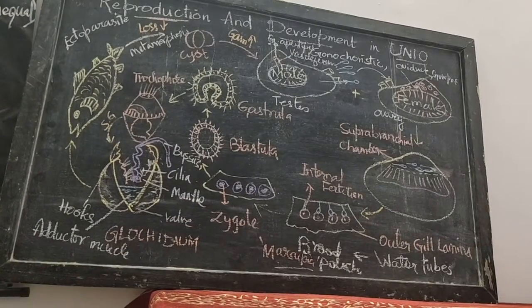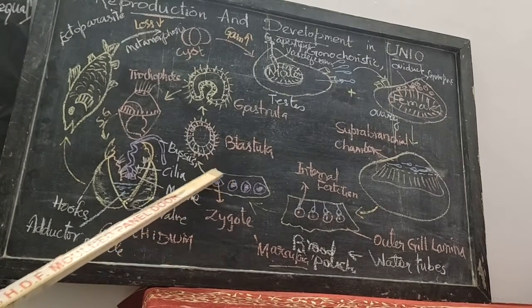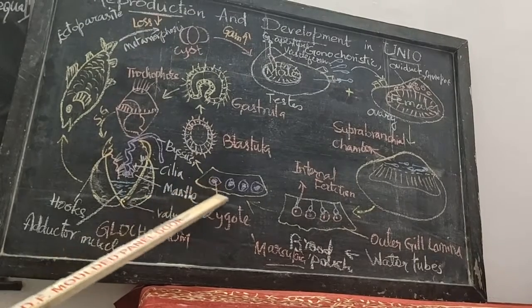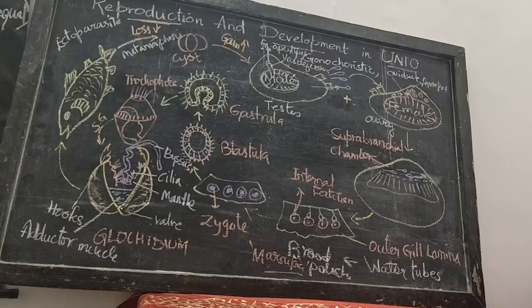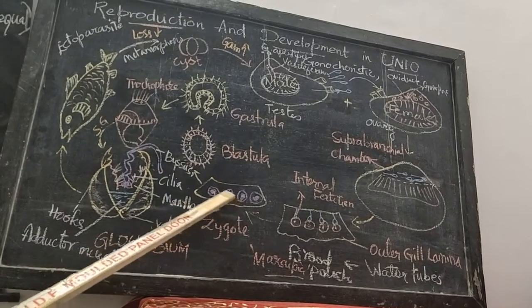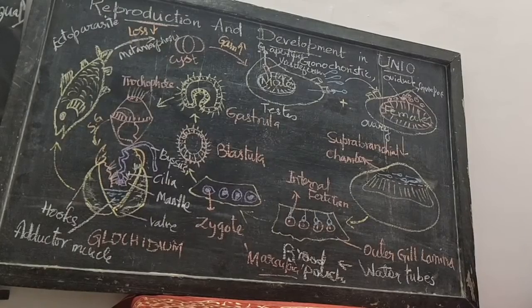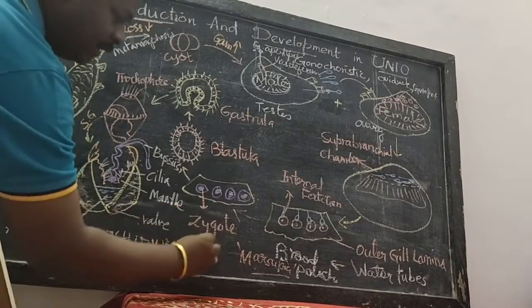Zygote is also an oval cell having the content of the yolk with the outer vitelline membrane, similar to that of the ovum structure, but the nucleus part of which is said to be diploid in nature. So a diploid nucleus we find within the zygote.